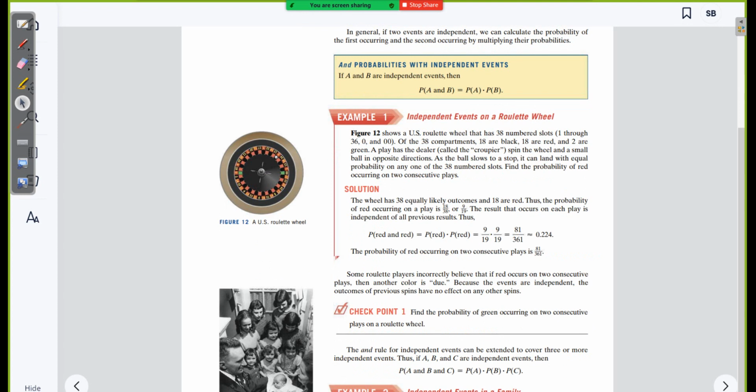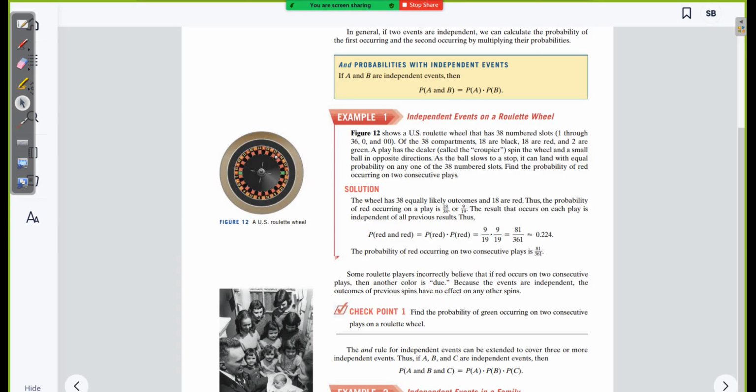So let's start with a roulette wheel. I'm just going to snip this roulette wheel to show you what it looks like. You've probably seen a roulette wheel in movies or TV shows. Figure 12 shows a U.S. roulette wheel that has 38 numbered slots, numbered 1 through 36, plus a 0 and a double 0. Of the 38 compartments, 18 are black, 18 are red, and 2 are green.